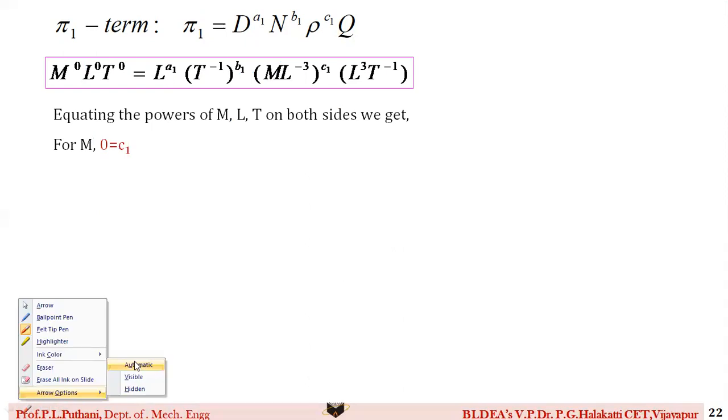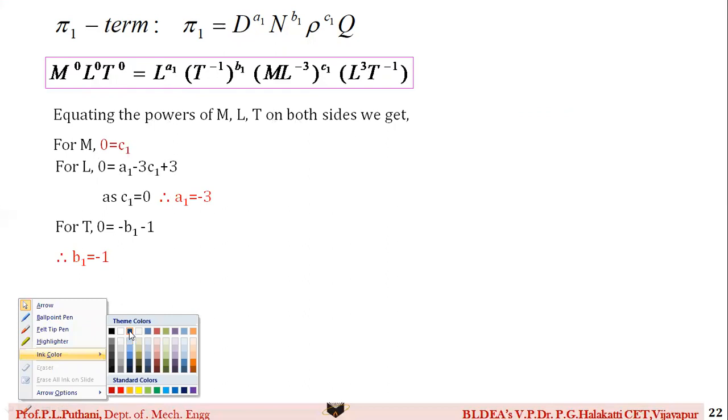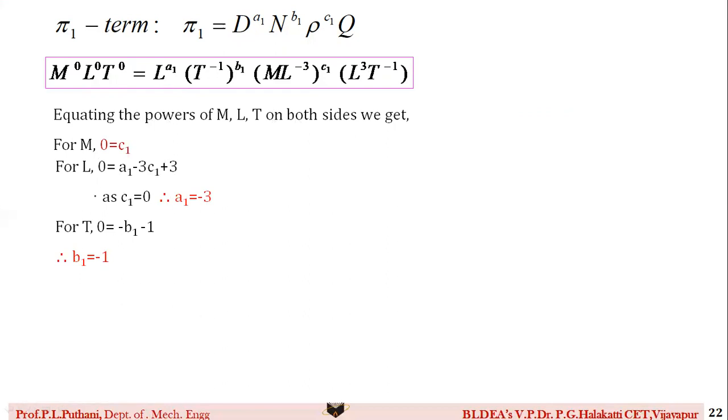Similarly, we need to find out for L and T. For L, 0 is equal to a1 minus 3 c1 plus 3. After equating, we get the value of a1 as minus 3. Similarly, for T, the power is 0, which is equal to minus b1 minus 1, that is, b1 is minus 1.